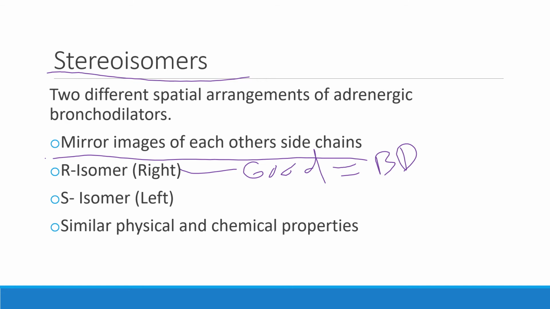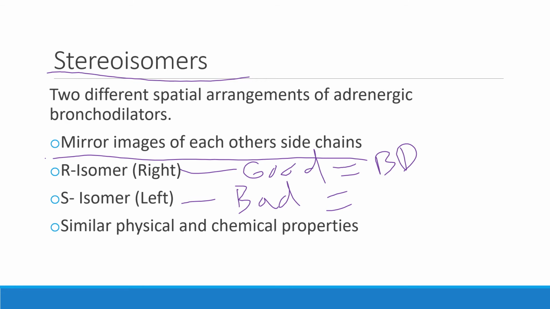Now you're going to have the S isomer, and this is the left one, right? And so this is the mirror. This is also known as the dextro isomer, and this would be your bad twin. This one binds, but it does nothing, or has no rebound effect. So it's not going to have as much effect.